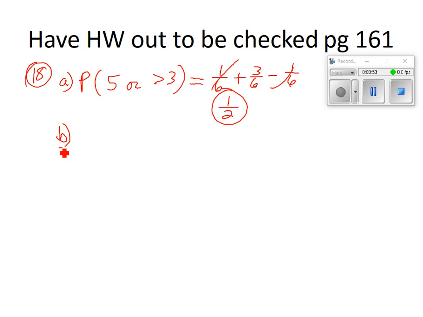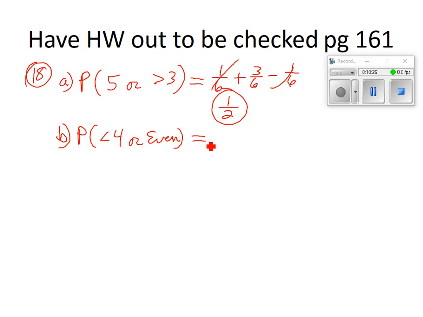Next one says probability of a number less than 4 or an even number. So we want a number less than 4 or an even number. Again, to write it out this way isn't mathematically correct, but if it helps you to look at it this way, it always helps me to know exactly what I'm looking for. I'm not worried about being mathematically correct.